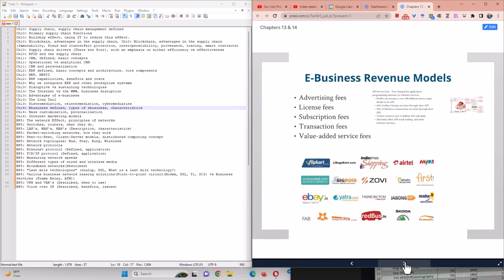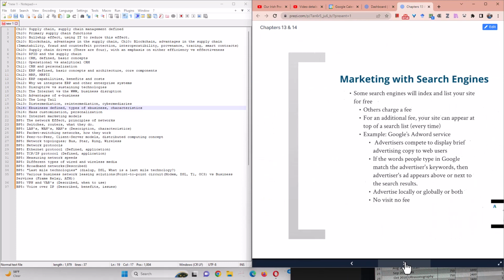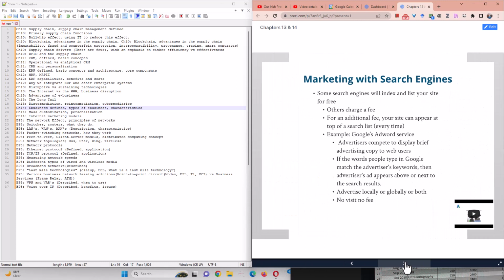Be also familiar with the different revenue models and have a good idea of how marketing with search works. Got a video here for Google's AdWords service. It's really about ad placements that are actually paid for versus the production of natural search results.